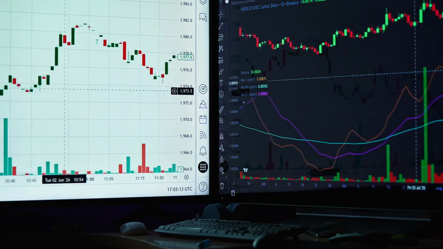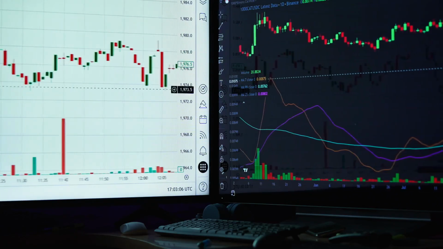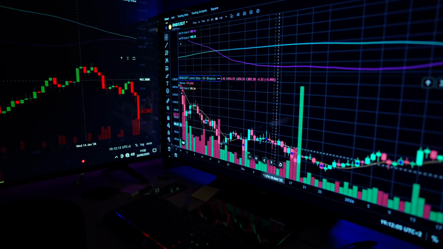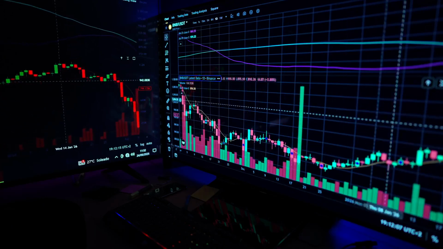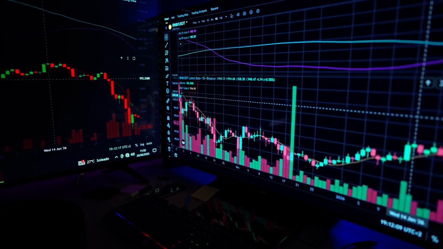The practical place to start is simple. Pick one or two currency pairs. Follow an economic calendar so you know when major data is released. Watch how prices react to that data in real time.